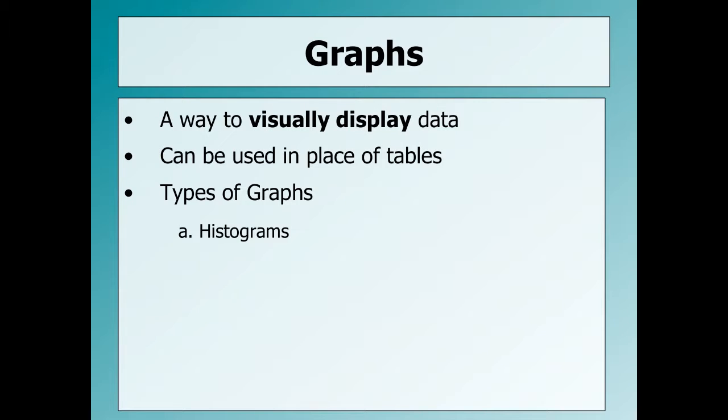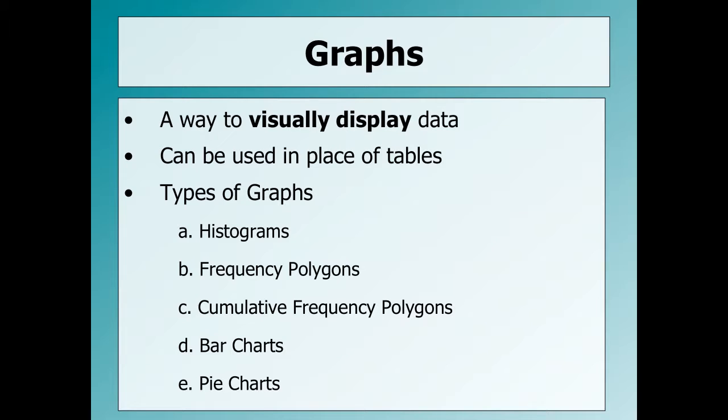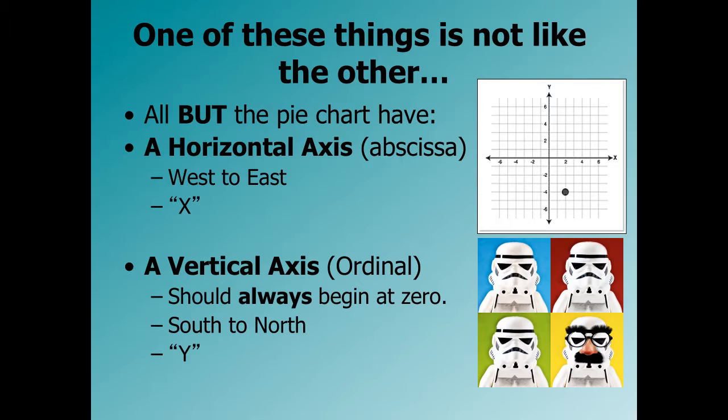Graphs. Graphs are cool, and graphs are usually very beautiful. And we have different types of graphs, and we use them for different types of variables. So the choices are histograms, frequency polygons, cumulative frequency polygons, bar charts, and pie charts. First and foremost, the majority of your graphs, with the exception of a pie chart, are drawn on an x and a y axis. I'm sure you all know that x is your horizontal bar here and y is your vertical.